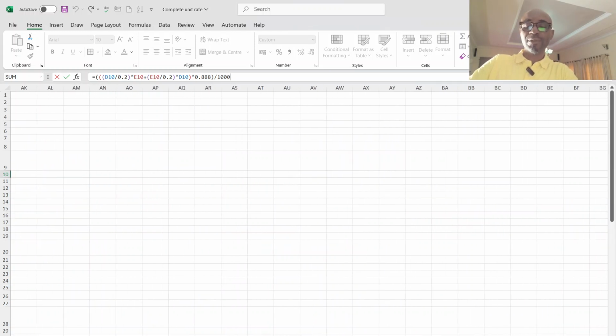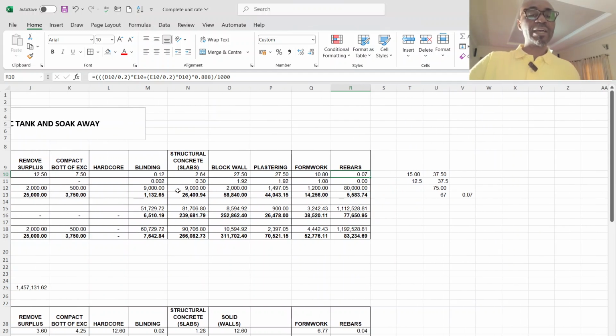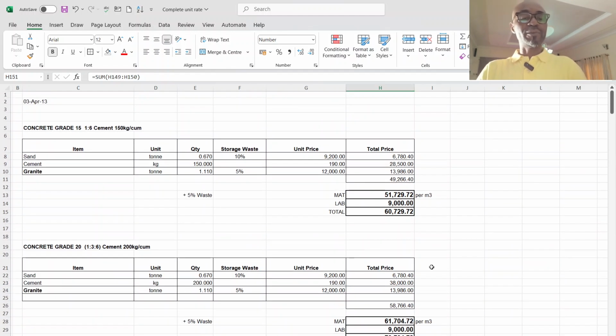As soon as you get there, you have this. Then your basic rates are already linked. You have for blinding concrete 51,000 for material, while 9,000 for labor. You go to the blinding concrete, you have your 51,000 for material, then the labor is this. So the total dry cost is 60,000.